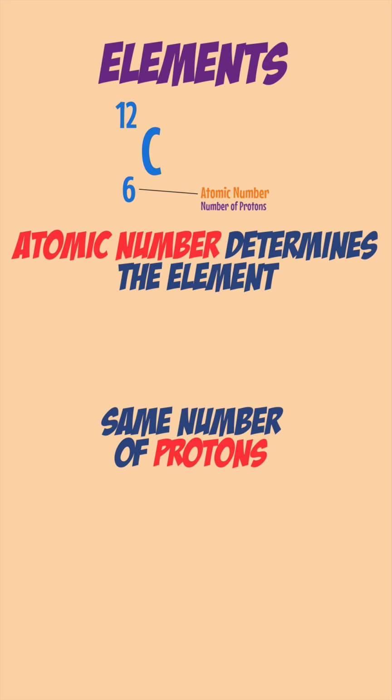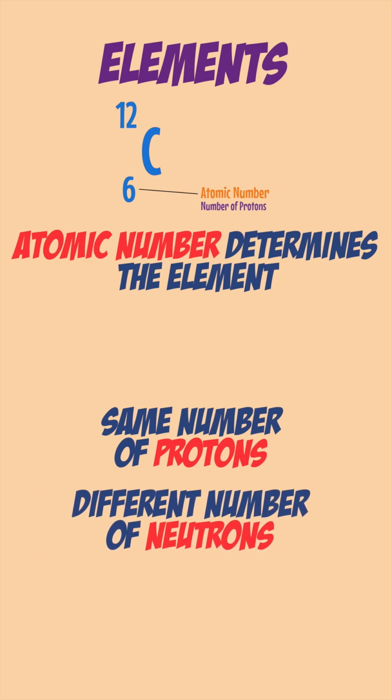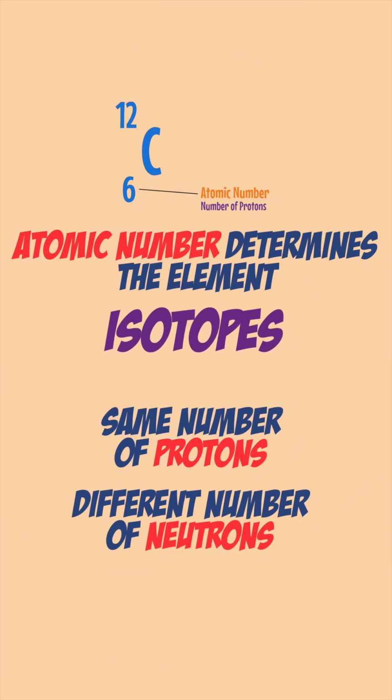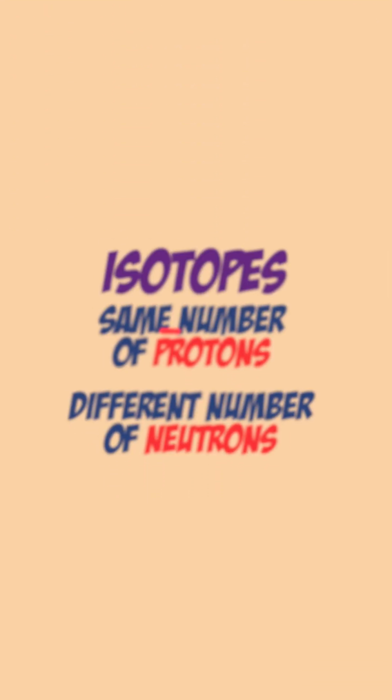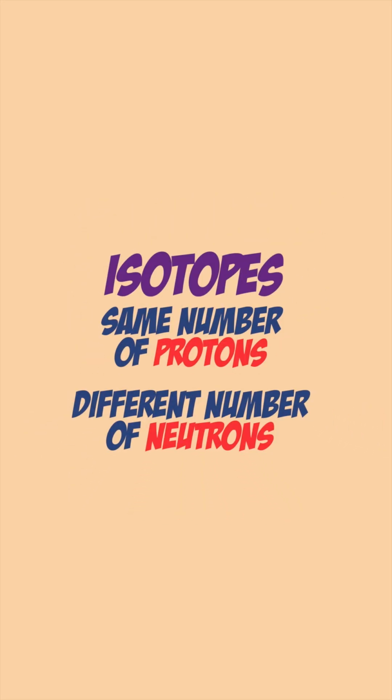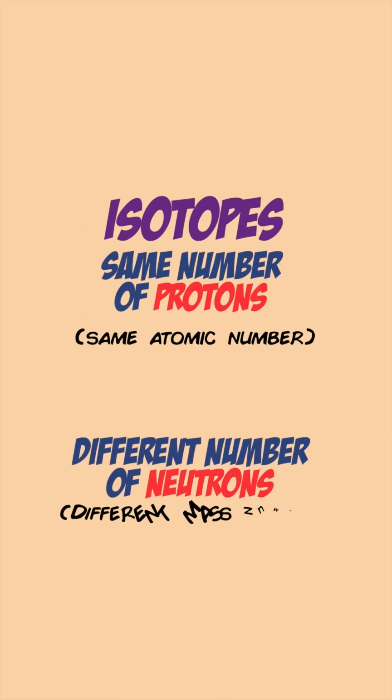On the other hand, if the number of neutrons of an atom were to change, the elements would still stay the same, but the atom would be a different isotope. Isotopes are defined as different forms of the same element with the same number of protons and different number of neutrons. This means they have the same atomic number but different mass numbers.